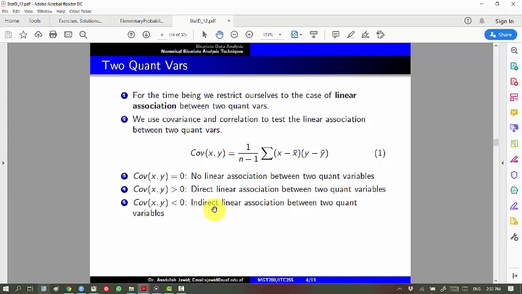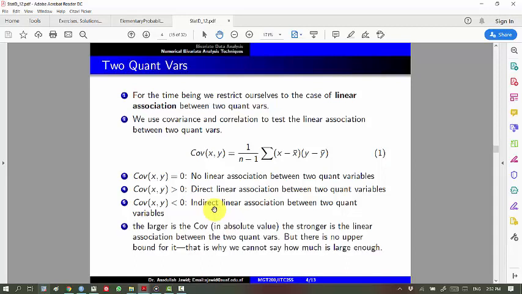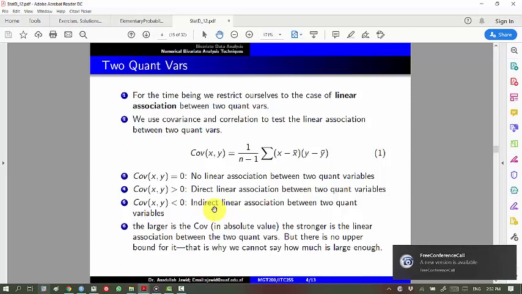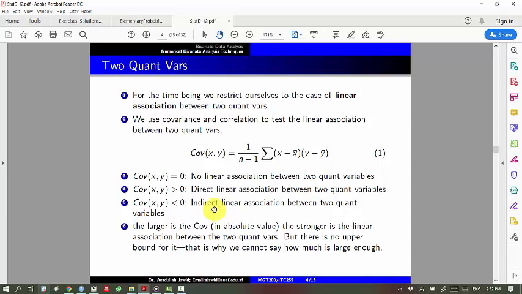If covariance is negative, we have indirect linear association between two variables, meaning that if x increases, y decreases. If x decreases, y increases. In other words, the direction of variation is the opposite. The larger the covariance in absolute value, the stronger the linear association between two given quantitative variables. But we have no bound for the covariance, and that's a drawback. In other words, we cannot say how large is large enough.